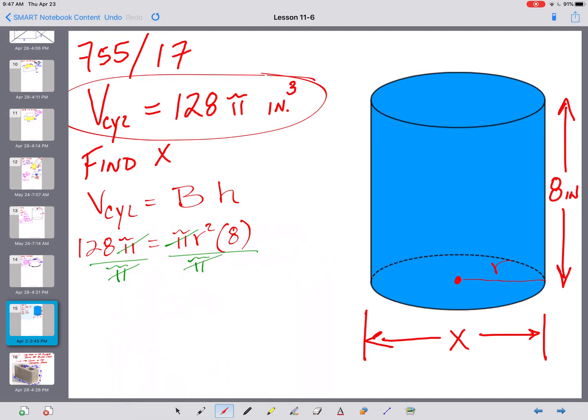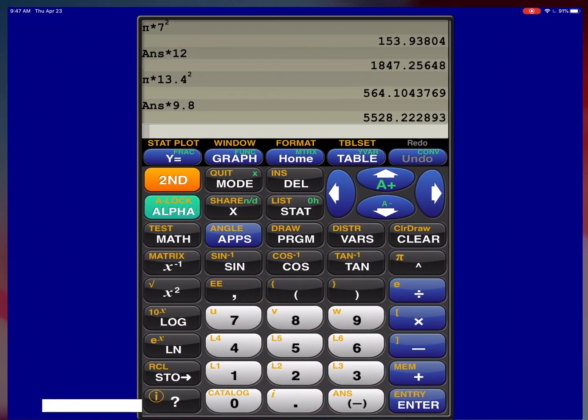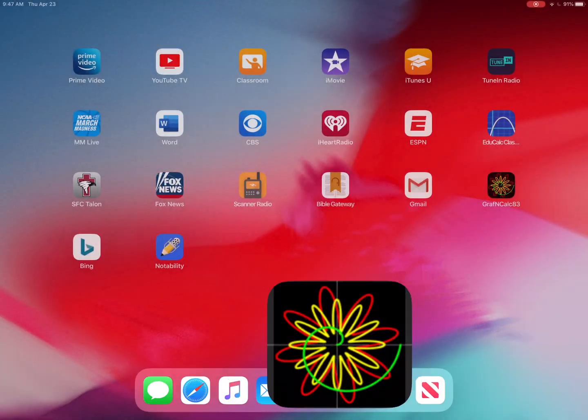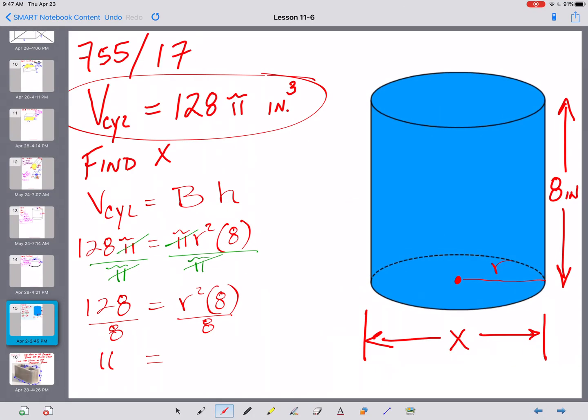Here's what I got now: 128 equals r squared times 8. What's next? Yeah, divide by 8. 128 divided by 8 is 16. So we got 16 equals r squared. We take the root. 4 equals the radius.